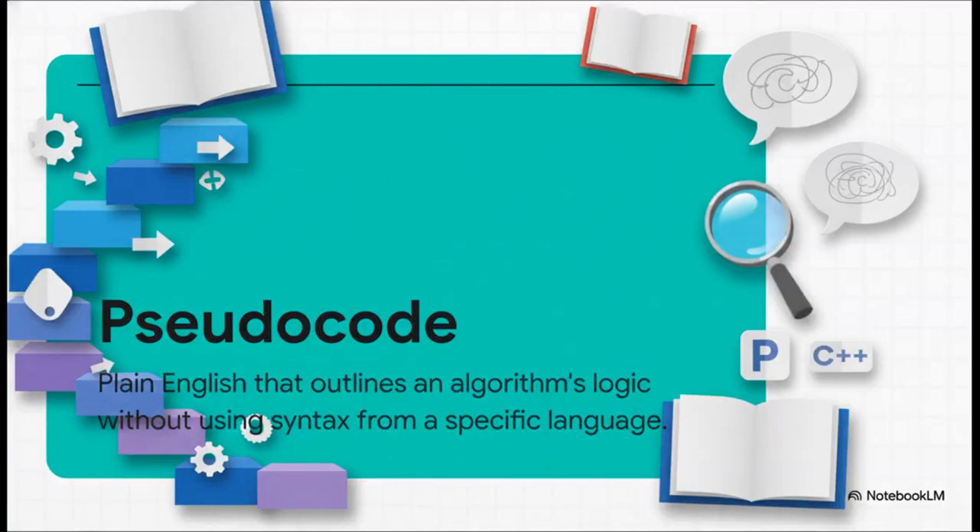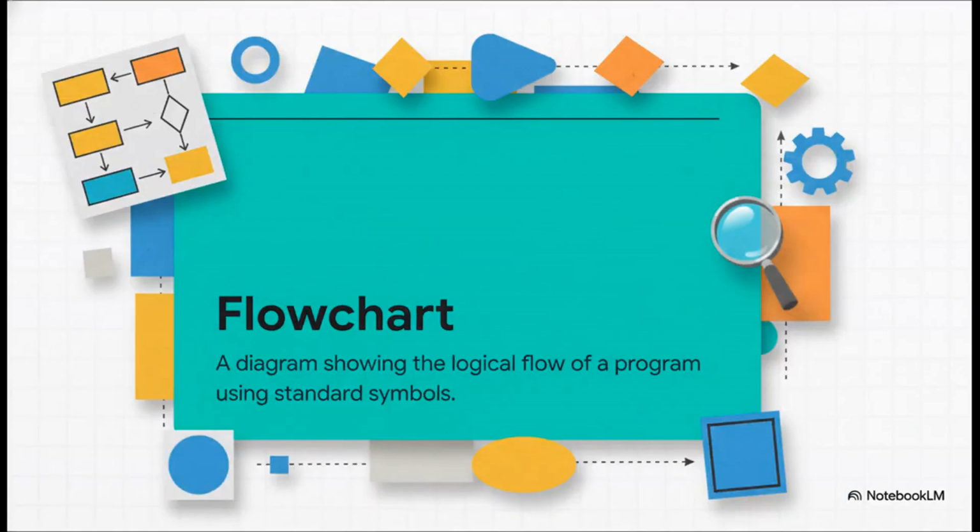This lets you focus completely on the logic without getting bogged down by the specific rules of a language like Python or C++. So if pseudocode is your written outline, a flowchart is your visual diagram. It lets you map out the flow of your program using standard shapes, so you can literally see how the logic is going to move from one step to the very next.